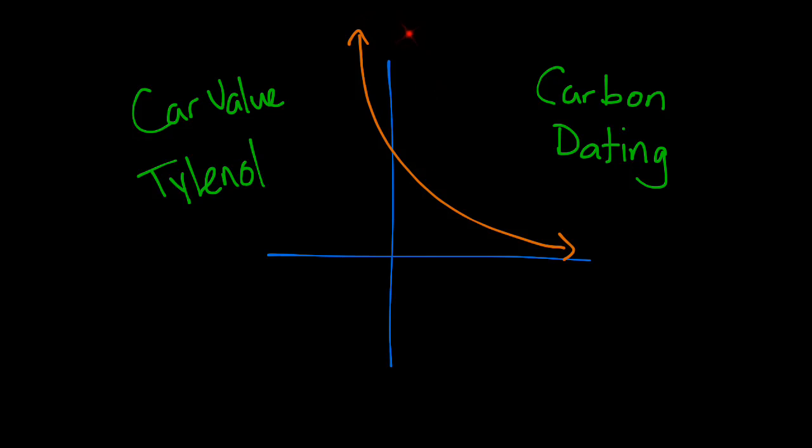So if you start out with 100 grams, then 1,000 years later you'd only have 50 grams radioactive. 1,000 years later you'd be down to 25. 1,000 years later you'd be down to 12.5. So it decreases by less, the less amount that there is.